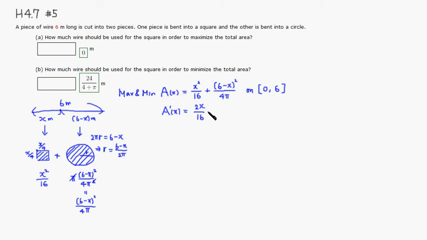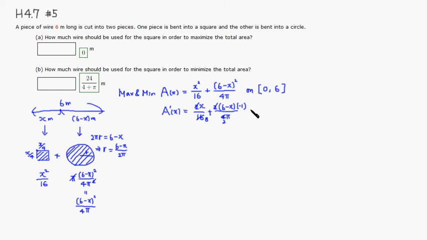Plus, 1 over 4 pi is just a constant, so we leave it there. Then the derivative of the squared term: put 2 in front, keep the same quantity, 6 minus x, and the derivative of that would be negative 1. Subtract 1 from 2 and you get the first power. Then you can cancel 2 and 16 to get 8 here, and 2 and 4 cancel out, so it's 2.